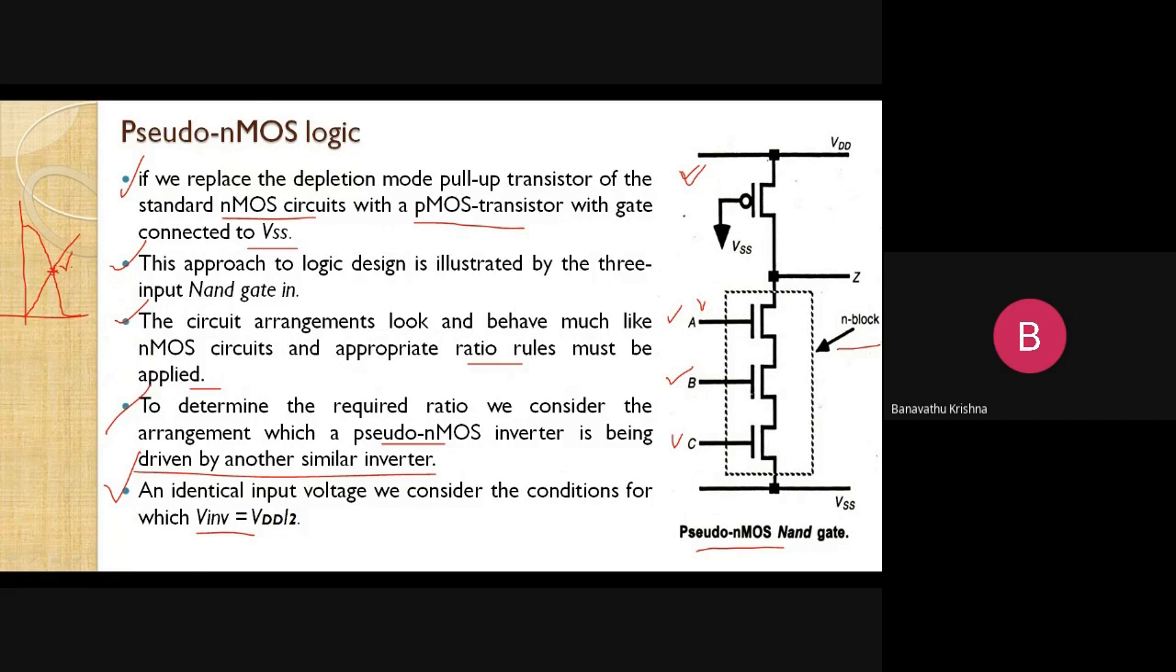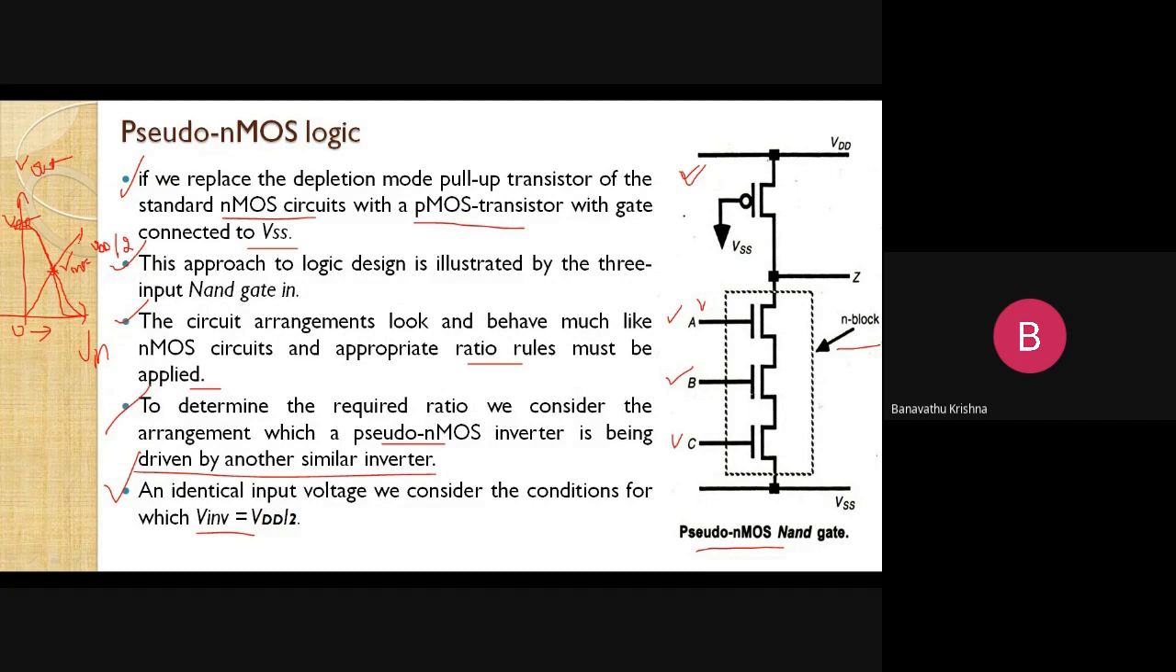So V inverse equals VDD by 2, right? VDD by 2. So this is the identical input response. Here the y-axis is V out and the x-axis is V input. Initially it is 0 and the output is maximum, VDD. Here only a partial part of the device is on. Whenever the input increases, VDD slowly discharges like this.